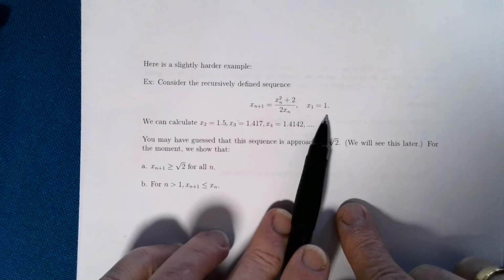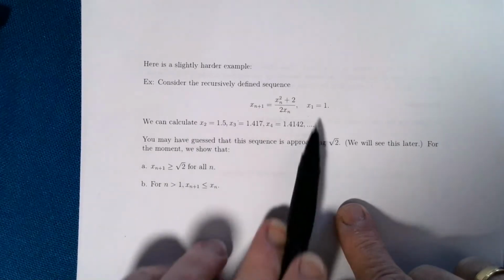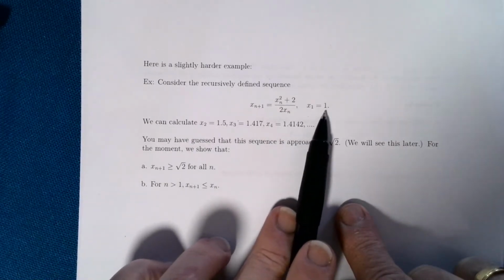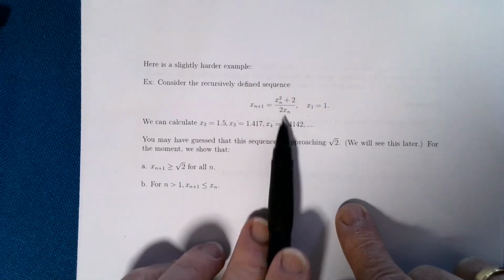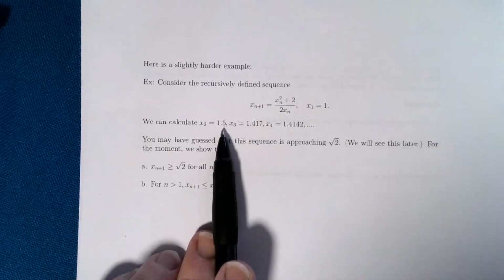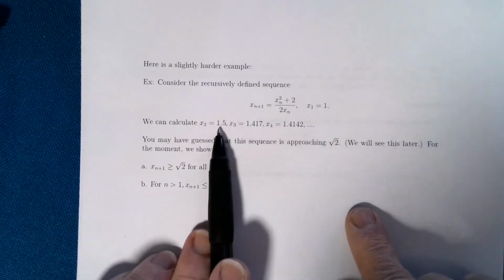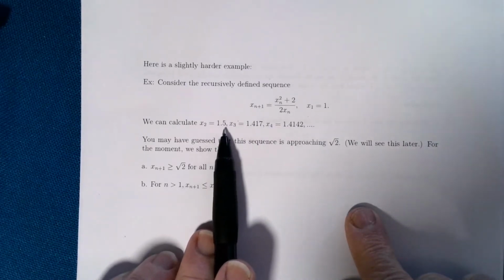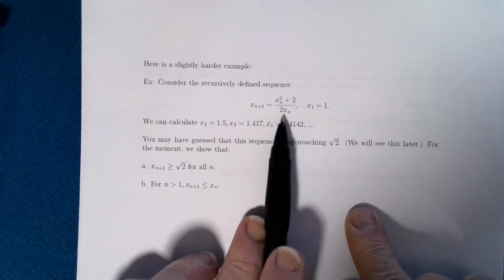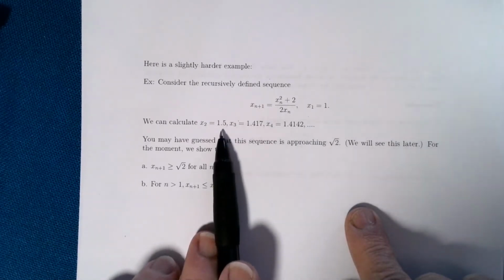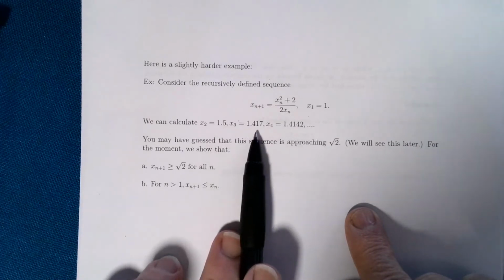So we start calculating. x1 is 1, so I put 1 in. 1 squared is 1, plus 2 is 3, over 2 is 1.5. I'm going to do this using decimals. So on my calculator now I take 1.5, I square it, I add 2, divided by 2 times 1.5, run it through the calculator, and I get 1.417.